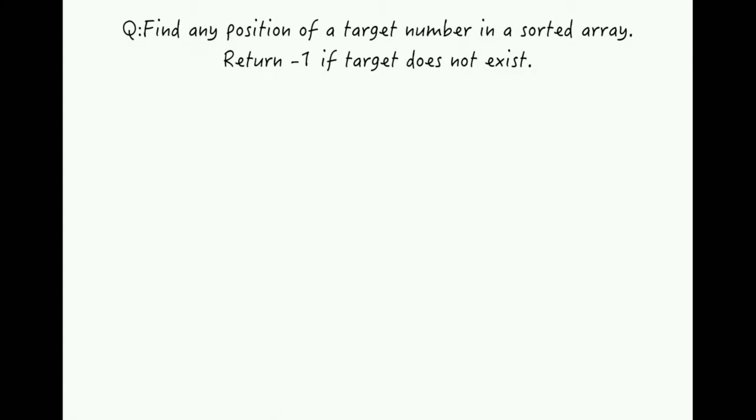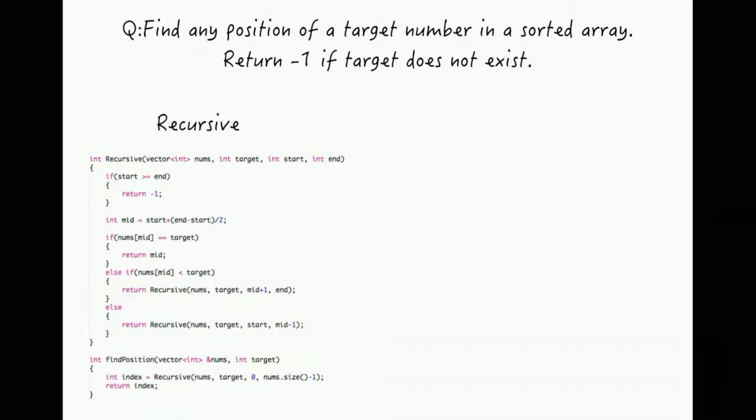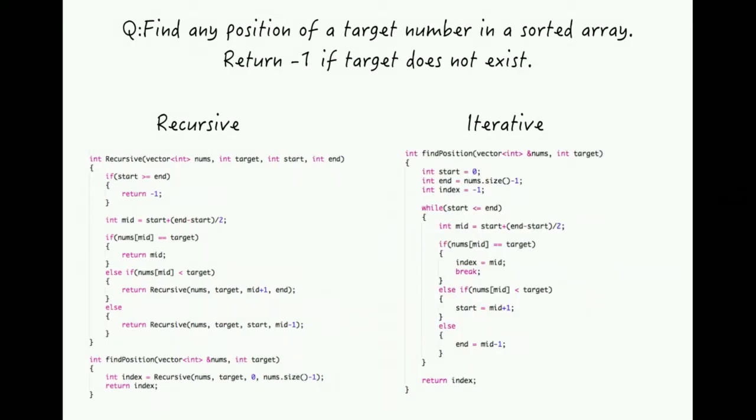The question is to find any position of the target number in a sorted array. Return -1 if the target does not exist. We can write our binary search algorithm recursively or iteratively. Just as we mentioned above, if the start position passes the end position, the search is over. Otherwise, we compute the midpoint of start and end and compare its value to our target number. If the value of the midpoint equals the target number, return the position of that midpoint, or narrow down the search space and repeat the process.